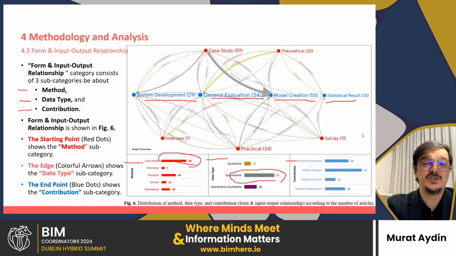Model creation is generally directed to the design of a BIM model. General evaluation is related to the automated code compliance checking software applications and new trends. System development focuses on the development of a BIM-based automated code compliance checking system. Statistical result is based on the statistical results of the BIM-based model and code compliance checking application.